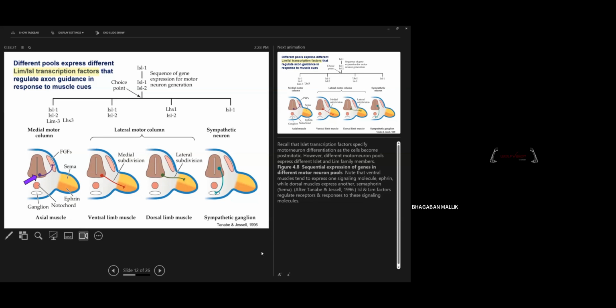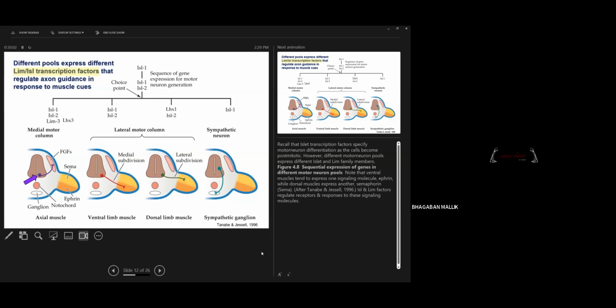On the ventral side you have the Ephrin A signal, which is a negative signal, and on the dorsal side you have a SEMA3 signal. So definitely the axon will not extend its projection to this region. You can see that it is extending to this muscle, which has FGF growth factor. They are not extending their axon to the SEMA3 or Ephrin A signals. This type of mechanism is seen in the medial motor column muscles, mostly the axial muscles.